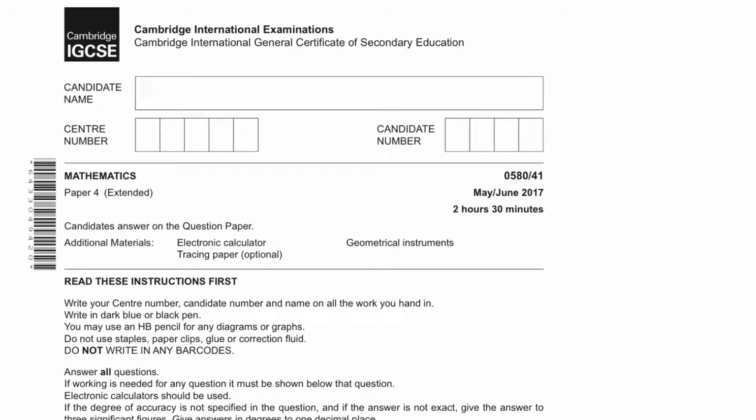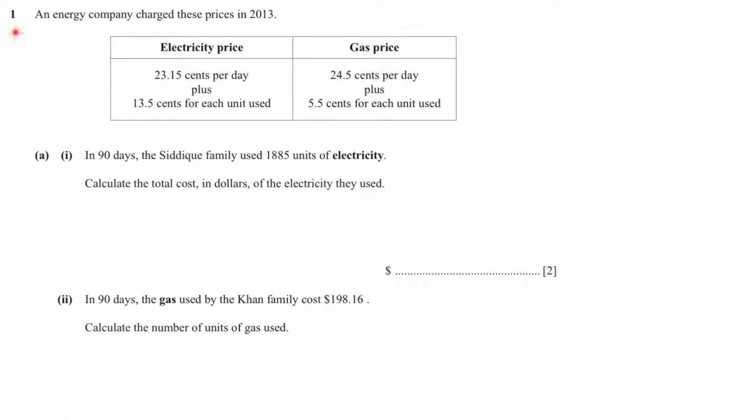Today we are going to solve Cambridge IGCSE Mathematics Paper 4 Extended, Variant 4.1, June 2017. Question number 1. An energy company charged these prices in 2013. This is the electricity price and this is the gas price. A1. In 90 days, the Siddiq family used 1885 units of electricity. Calculate the total cost in dollars of the electricity they used.